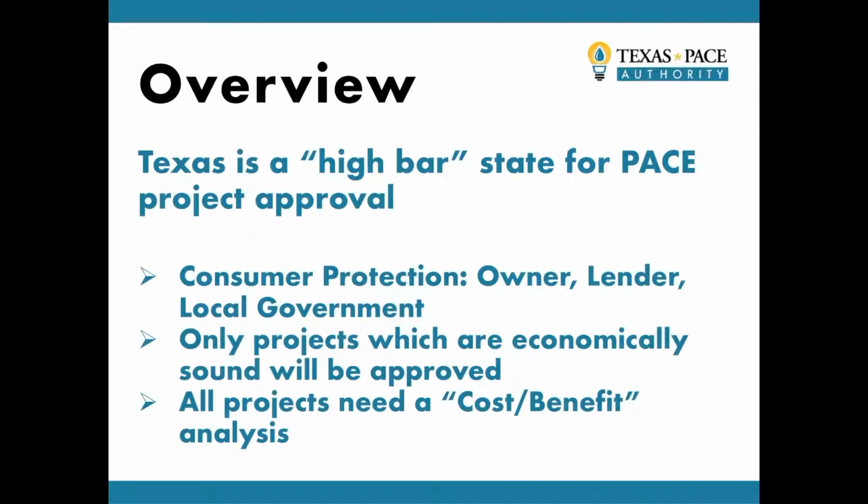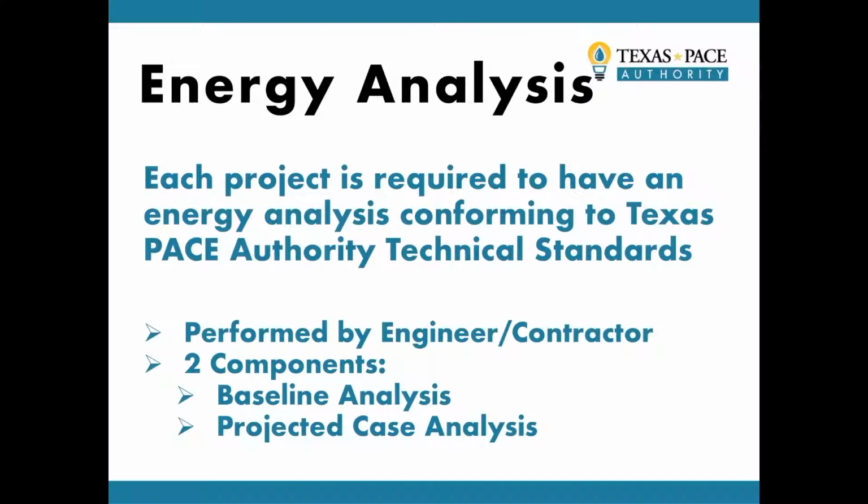So what this really means is that we're only going to approve projects that are not just environmentally sound, but also economically sound. And in order to justify that, all of our projects are going to have to submit a cost-benefit analysis. That analysis is going to have an accounting both of the cost of the project as well as an accounting of the financial benefits due to the project. So that cost-benefit analysis really is going to take the form of an energy analysis. That energy analysis will need to conform to our technical standards that we've developed.